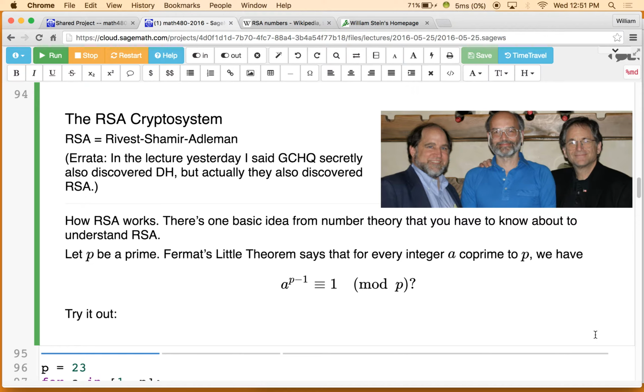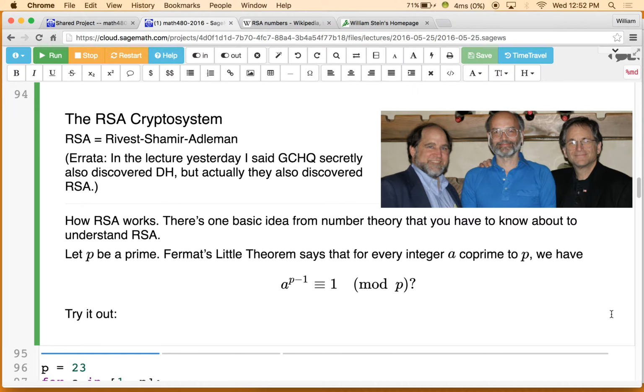By the way, I said in the lecture yesterday that Diffie-Hellman was discovered by GCHQ, but it was actually RSA. They internally figured out RSA long ago, but they just kept it secret for some reason.